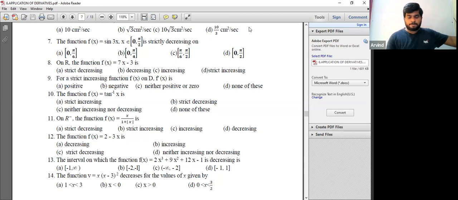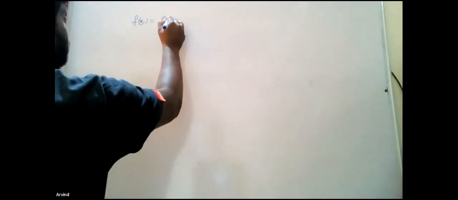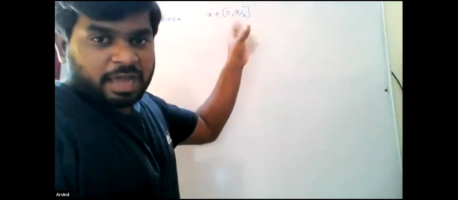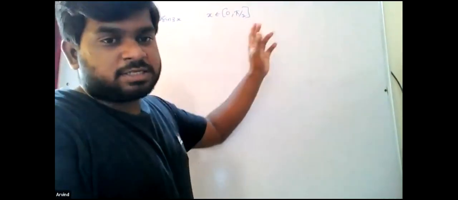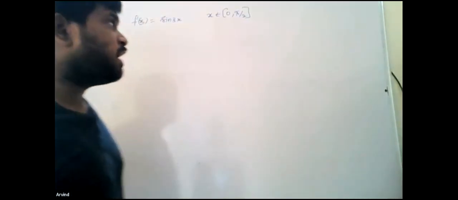Okay, so f of x is sin 3x. Okay, x is in the closed interval 0, pi by 2. In this interval 0, pi by 2, it will be increasing and decreasing in some intervals. Actually both happen. We know, right? Sine curve looks like this, increasing and decreasing. So now we have to find in which range it is decreasing.